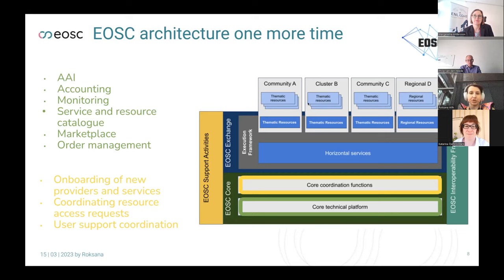And exactly that case is shown here with different communities or clusters integrated to EOS. The connection between the thematic resources and the horizontal services will be supported by the execution framework, which should allow the thematic resources to be deployed on the horizontal services available via EOS. And as a matter of terminology, what we call the coordinating functions is the EOS core. What we are making available for the researchers is the EOS exchange. Both of these platforms are supported with EOS support activities, so it's about the help desk, about getting answers to questions raised by anyone in the scope of EOS. And there is also the interoperability framework that, when it's finally ready, when we know everything about everyone, will be able to support the interoperability between most of the elements and resources delivered via EOS.